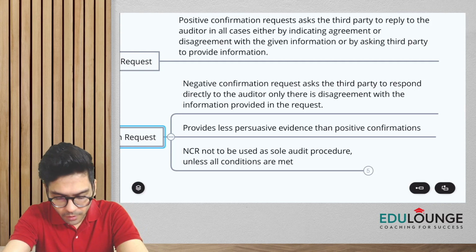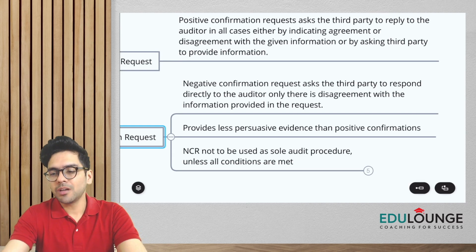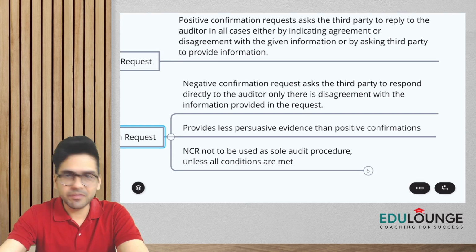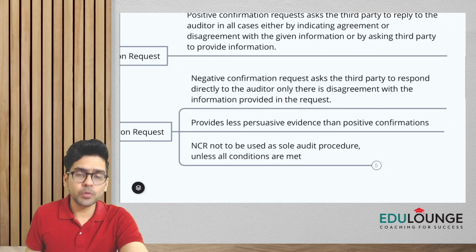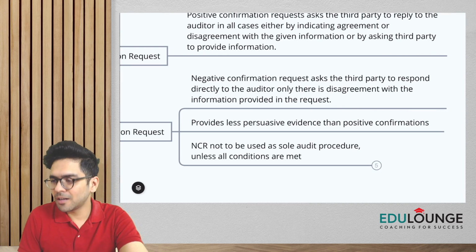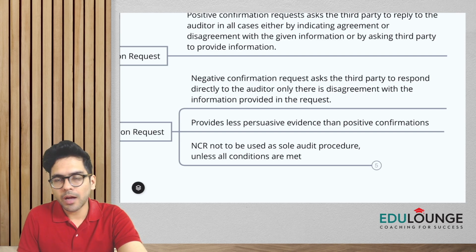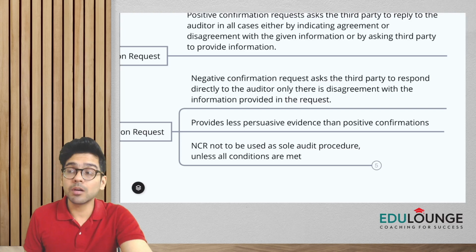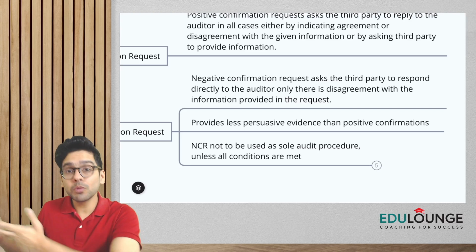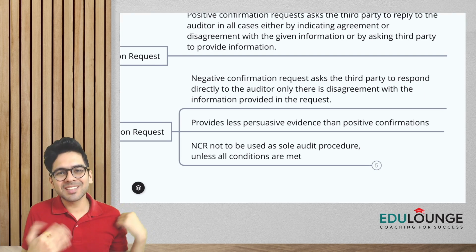Okay, now guys, try and understand that a positive confirmation request is going to give you more persuasive evidence. A negative confirmation request provides less persuasive evidence than a positive confirmation, because sometimes what may happen is, let's say I have sent a negative confirmation request, and I was waiting for the reply, and the reply did not come. So I would assume that, yeah, he has agreed. But what if he never opened the letter? What if it was never delivered to him? So a negative confirmation request is going to give us a lower level of assurance, guys.